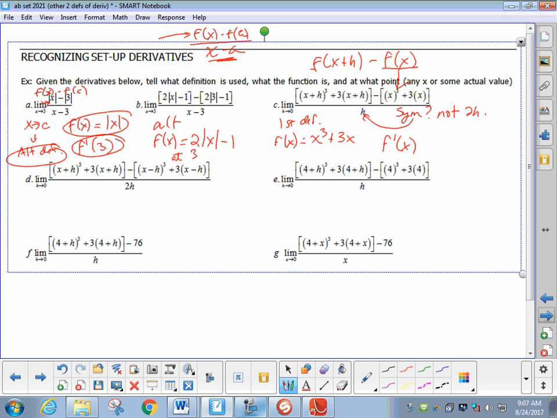Talk to me, people. Which definition? Symmetric. What's the function? X cubed plus 3x. And at a point or at any x? Any x. Okay. Next one. This one.